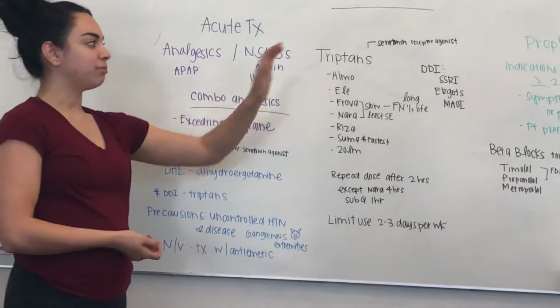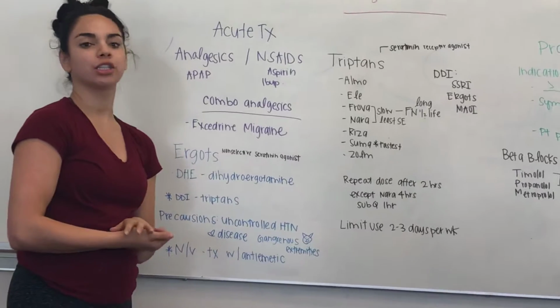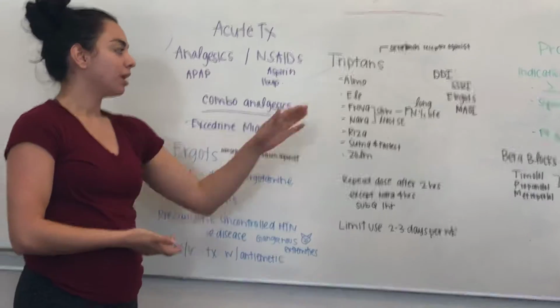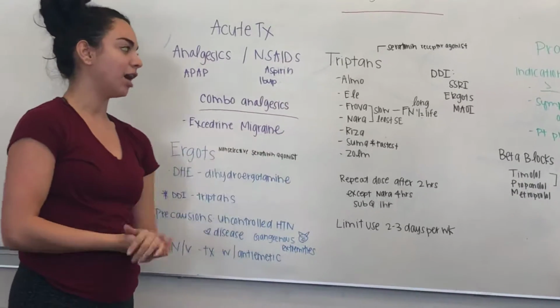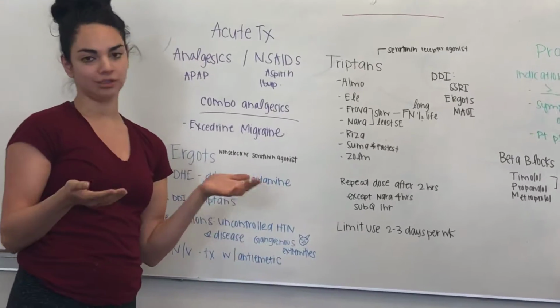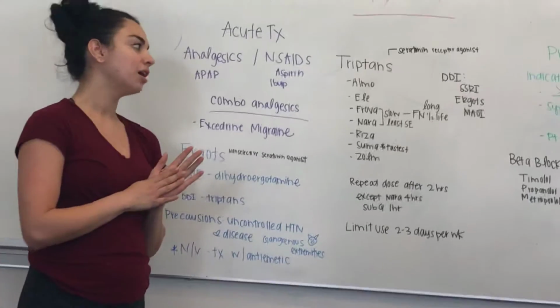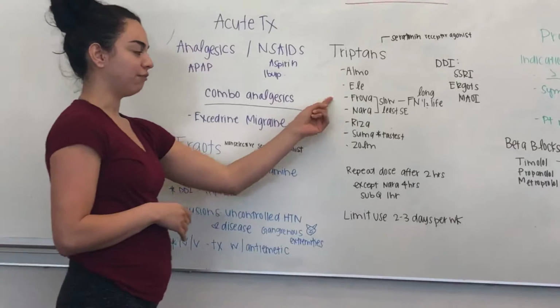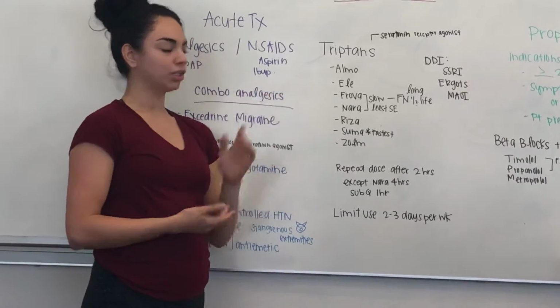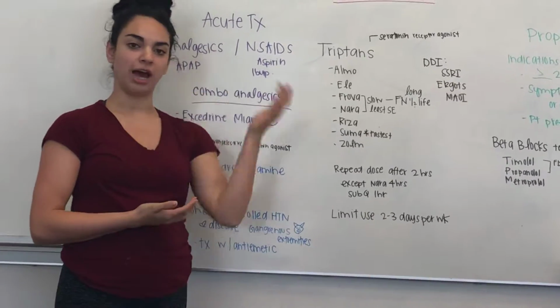Now moving over to triptans. As mentioned, these are serotonin receptor agonists. There are quite a few names here, and they all end in triptan, so that's the way you can differentiate whether it's a triptan or not. A few we want to mention are Frova and Naratriptan. These are slow releasing, so they have a long half-life.